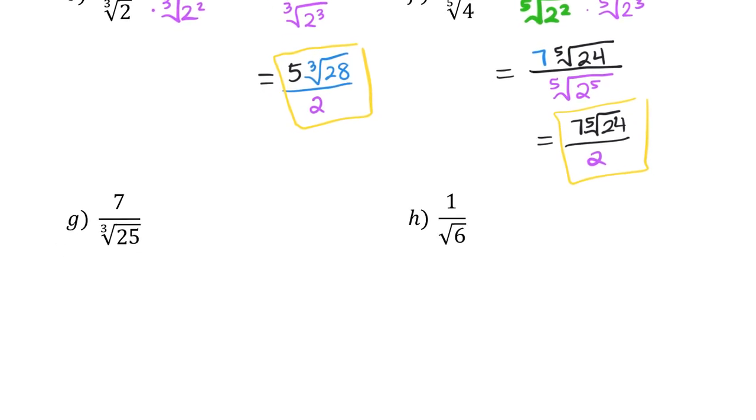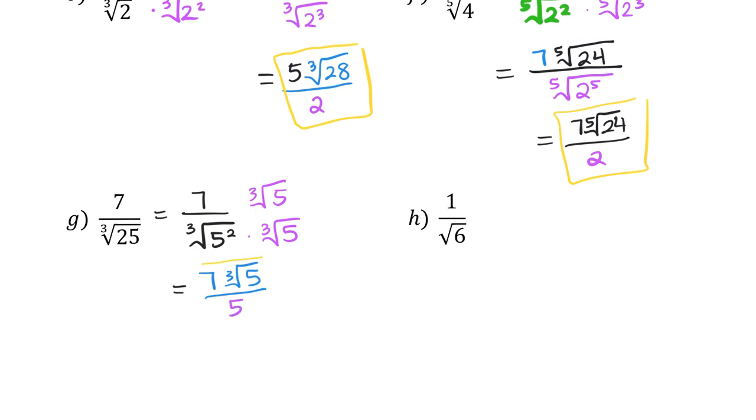Okay, for G, 7 over, let's rewrite 25. 25 is 5 squared. Okay, so since this is a third root, how many more 5's? 1 more factor of 5, top, bottom. Okay, 7 times the third root of 5 is just going to be 7 times the third root of 5. On the bottom, I have the third root of 5 to the third, which is going to go back to 5. Okay, and you don't have to skip a step there, but you can if you would like.